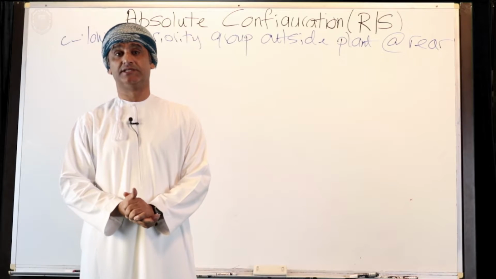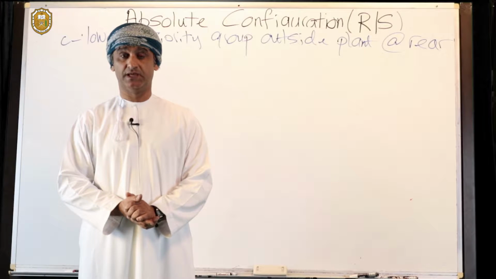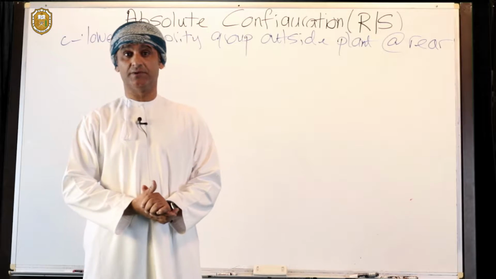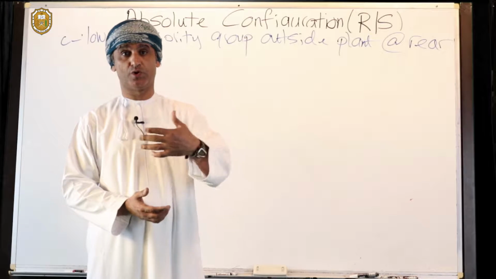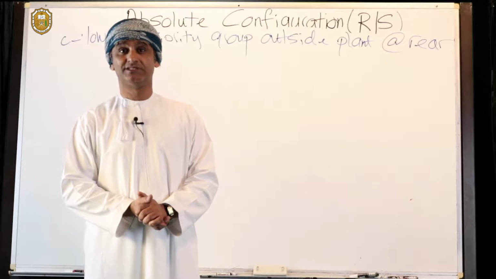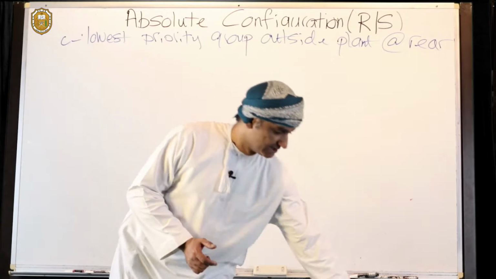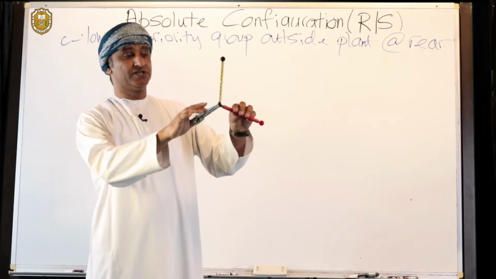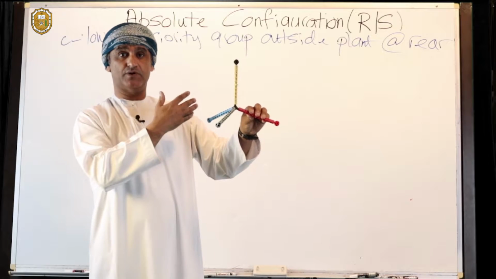The third possibility for the lowest priority group to be drawn is outside the plane. We took previously, of course, two cases where the lowest priority group was on the plane, either up or on the right or the left. Now, what if the lowest priority group is actually outside the plane? If it is outside the plane, as can be shown by a model like this, it can either be outside the plane to the front or outside the plane at the back or at the rear.